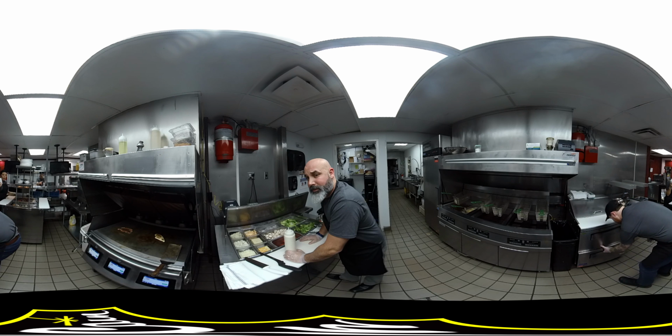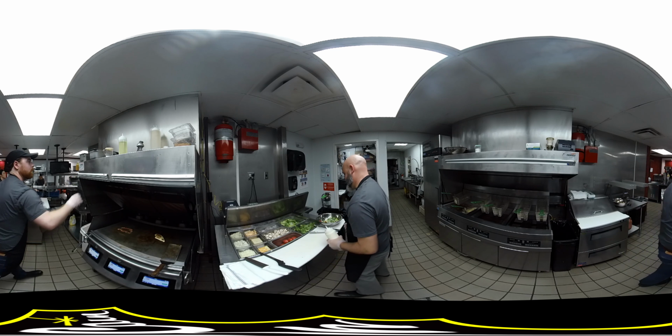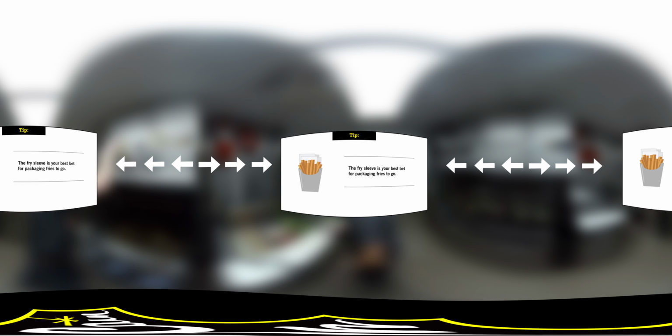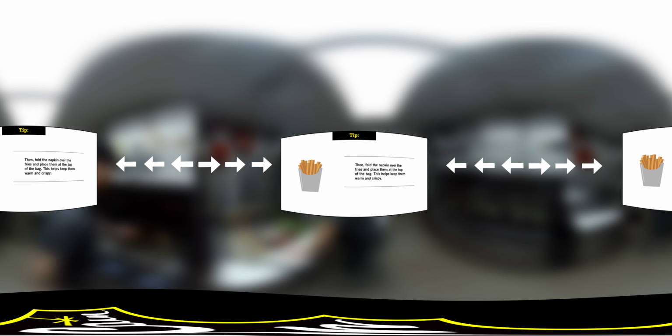The right packaging techniques can go a long way to preserve your food's quality. And the good news is, you can use your existing containers. The fry sleeve is your best bet for packaging fries to go. First, place a napkin in the bottom of the sleeve and place fries inside the container. Then, fold the napkin over the fries and place them at the top of the bag. This helps keep them warm and crispy.